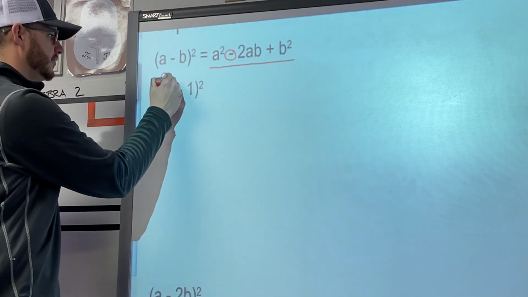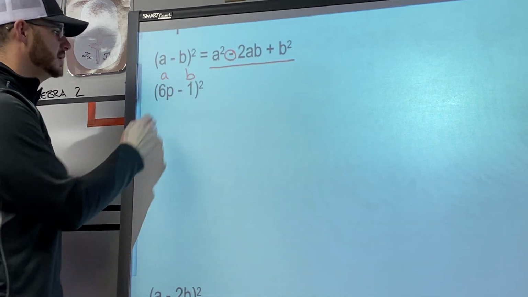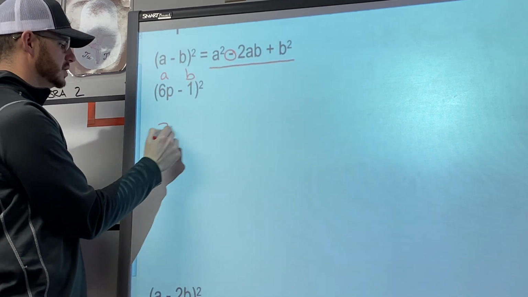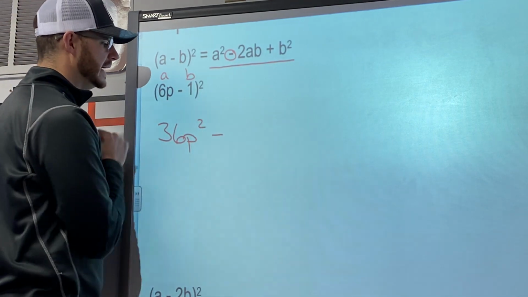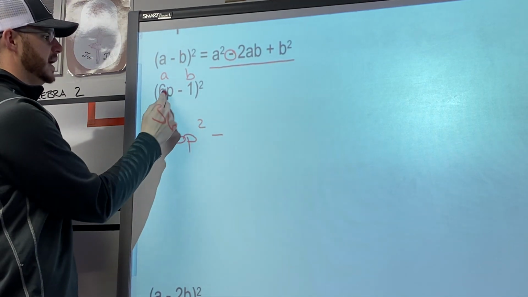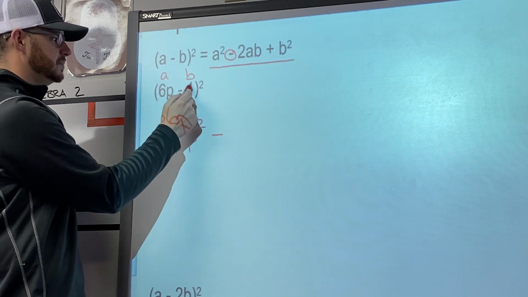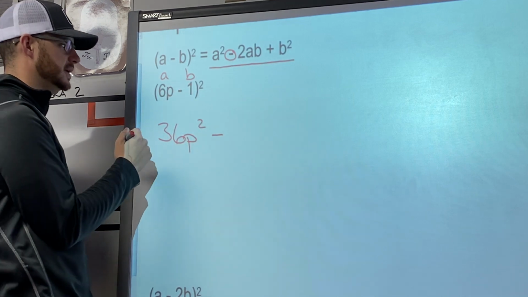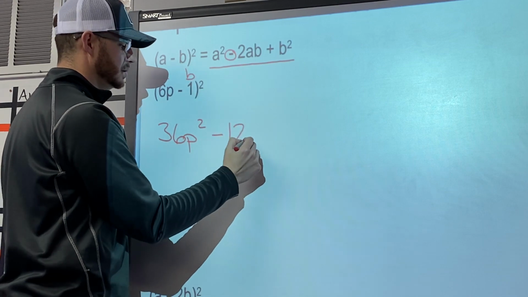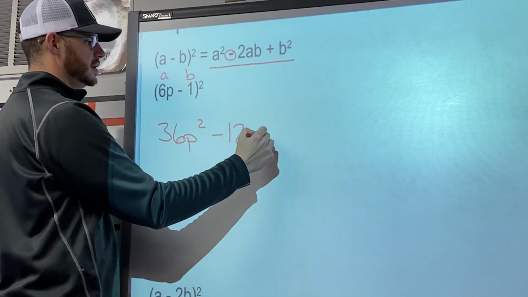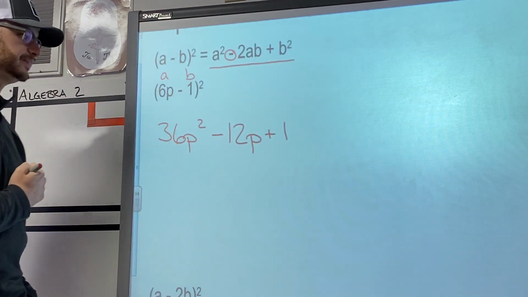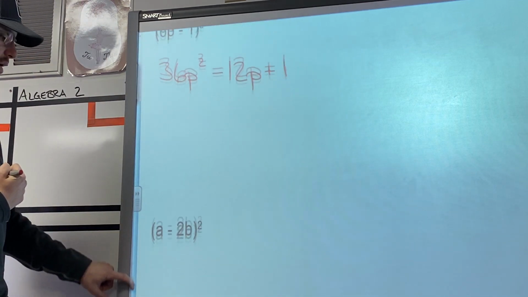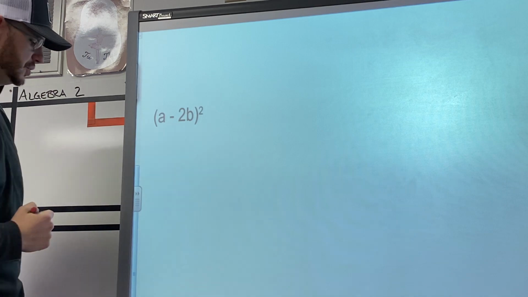We're still looking for that a and b term. We go a squared, so in this case 36p squared. Now we're doing minus 2ab. So ab would be 6p times 1 is 6p, times 2 would be 12p, plus b squared, which is 1. Walk through two more of these here.